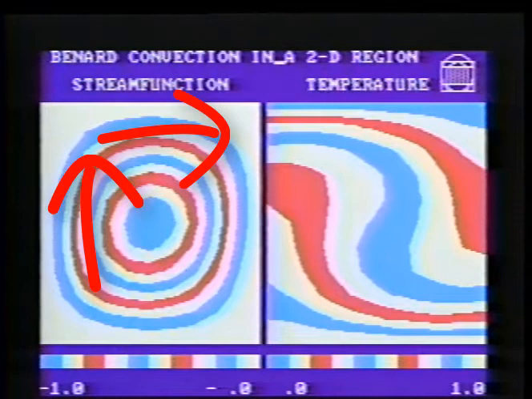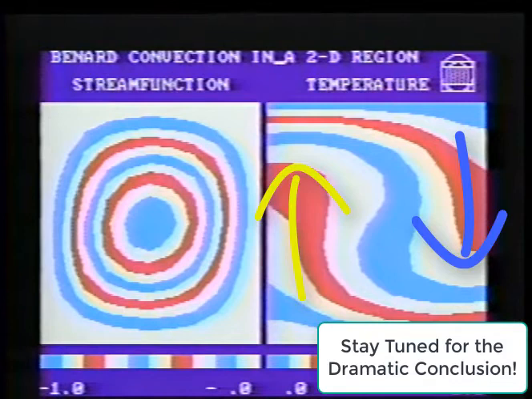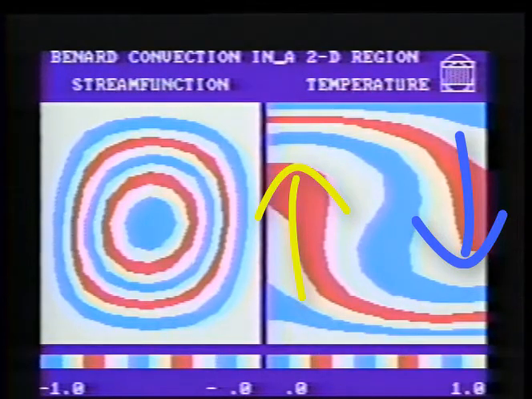Looking at the contours of stream function on the left and using the key at the bottom, I can determine that the fluid is flowing in a clockwise direction, and then comparing it with the plot of the isotherms on the right-hand side of the screen, I can see that that flow is bringing the hot fluid up along the left-hand boundary of the region and carrying the cold fluid back down on the right-hand side of the boundary.